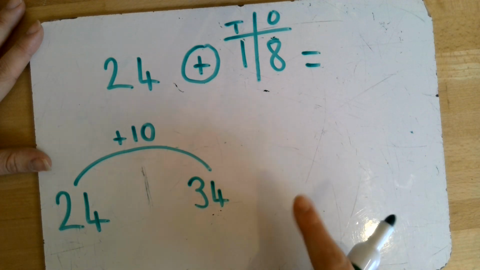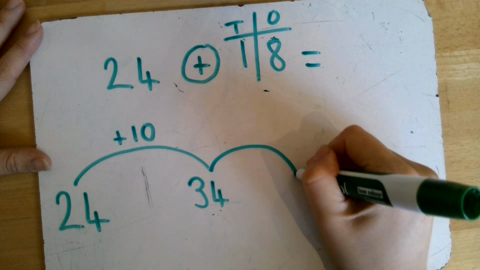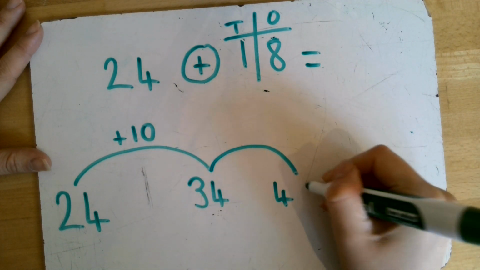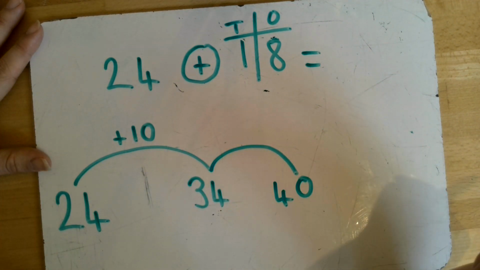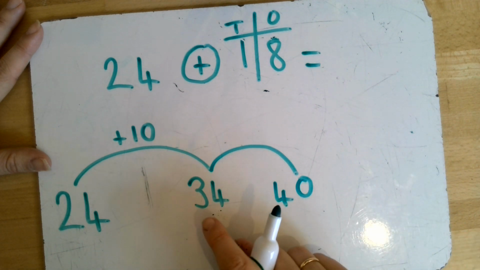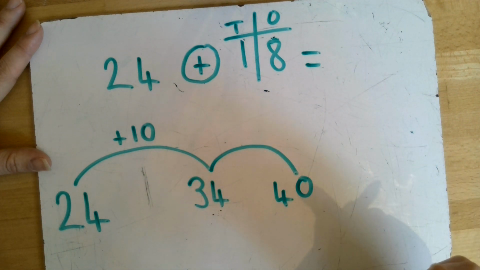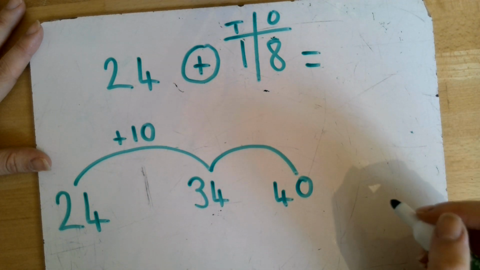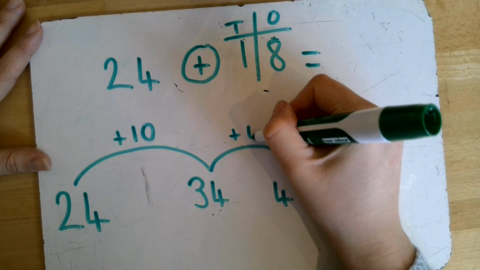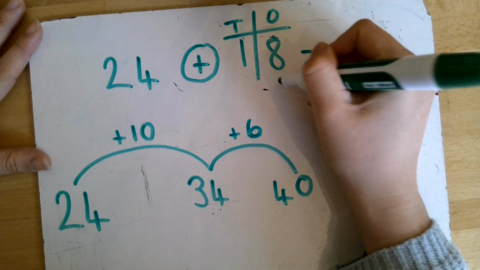The next 10 from 34 is 40. I need to use my number bonds to 10 to help me with this. So I know that 4 add 6 equals 10. So I know that 34 add 6 equals 40.